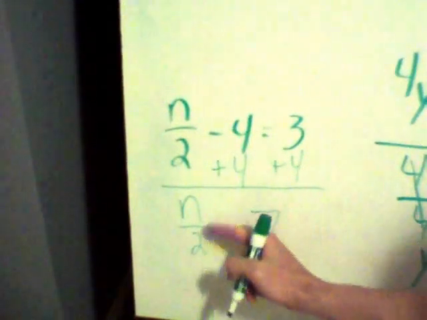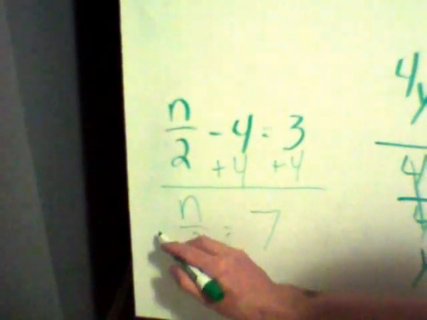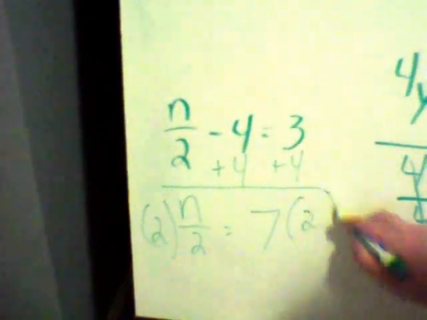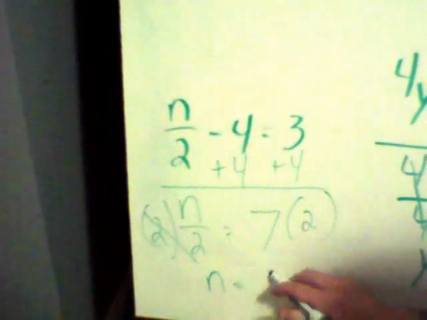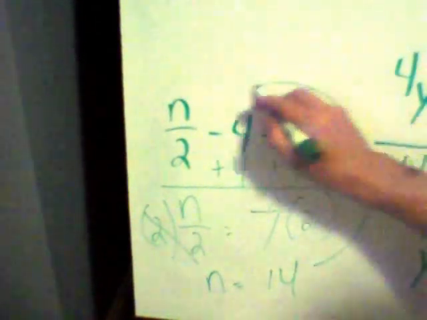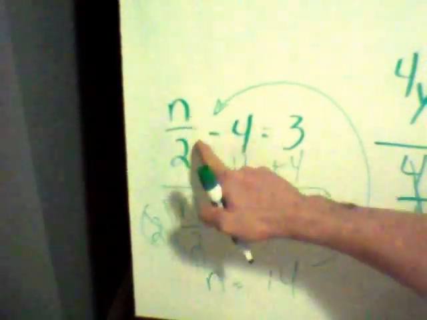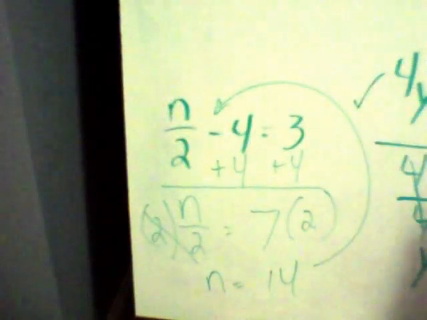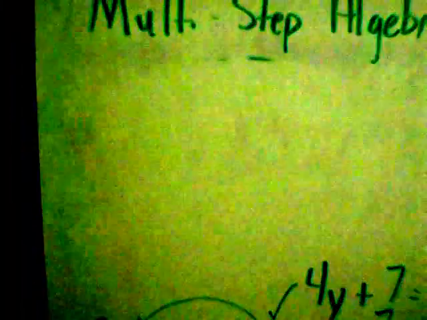Now remember that we are dividing in this operation, the n over 2. So the way that you get rid of a division problem is that you multiply both sides by the denominator. That leaves me with n equals 14. If you plug that back in to the original problem, 14 over 2, 14 divided by 2 is 7. 7 minus 4 is 3. It's also been checked. So, shouldn't be too much harder than what we were doing before. Just a little bit more to think about.